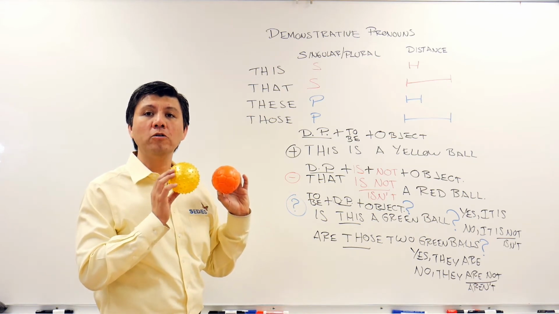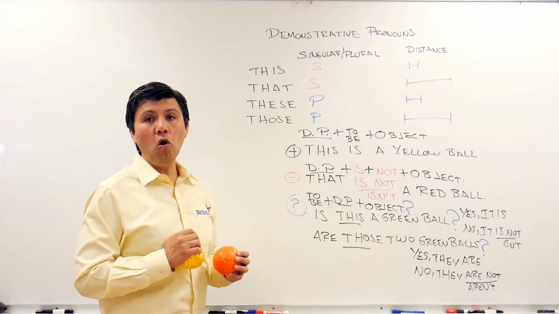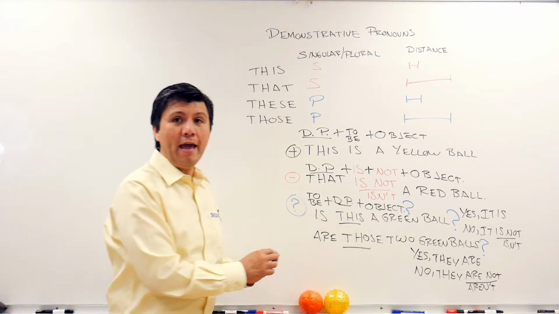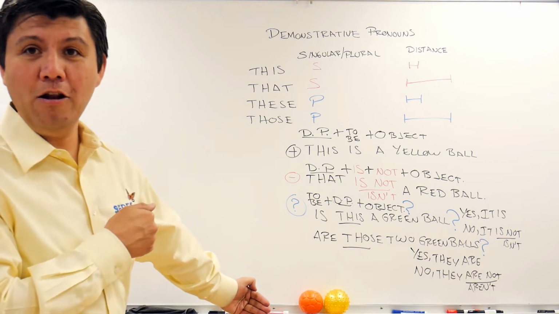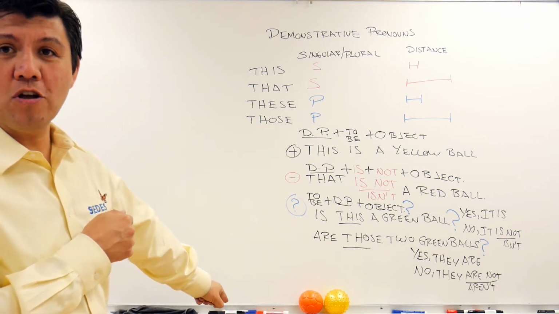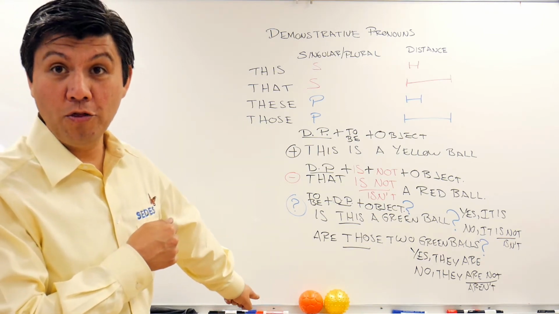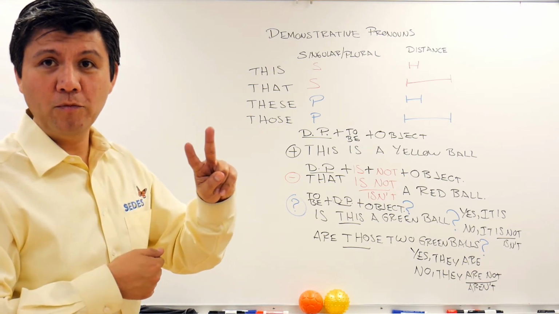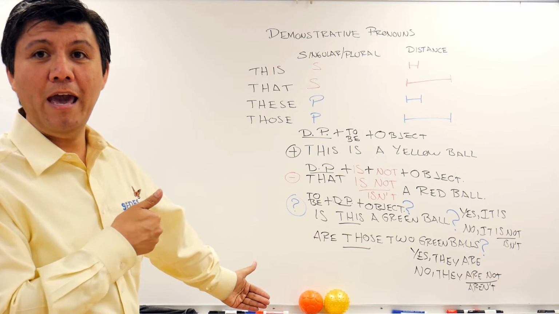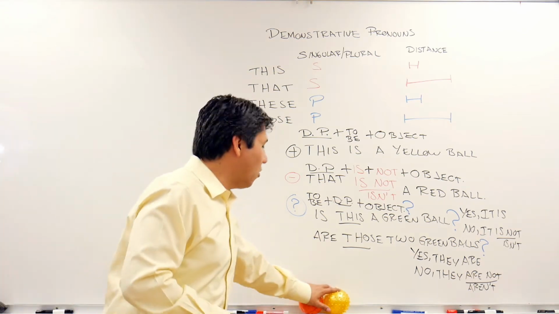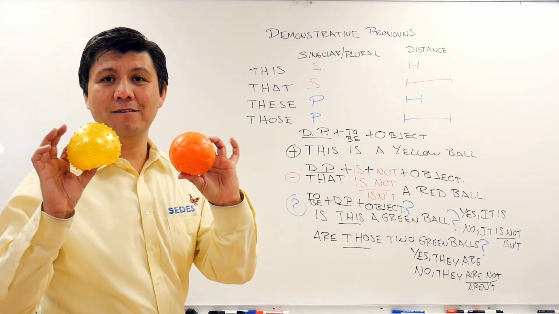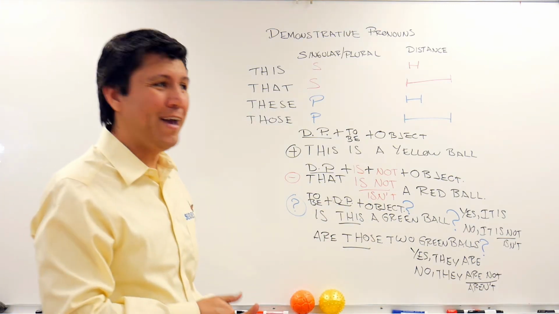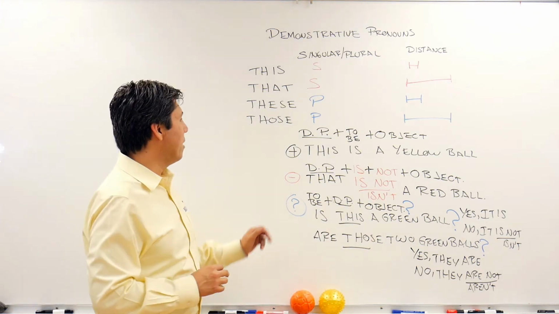While those is used as well for plurals, but when they have a longer distance. Those are 2 balls. Those, plural, 2 or more, and a longer distance. So I have these and those. Okay? So let's look at some examples.